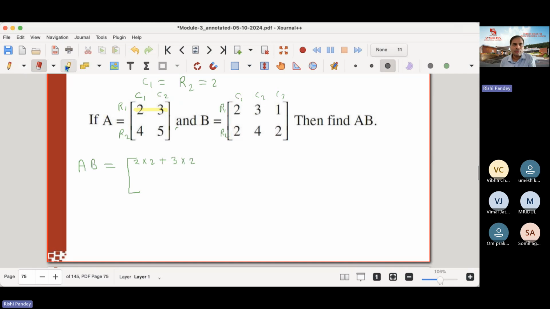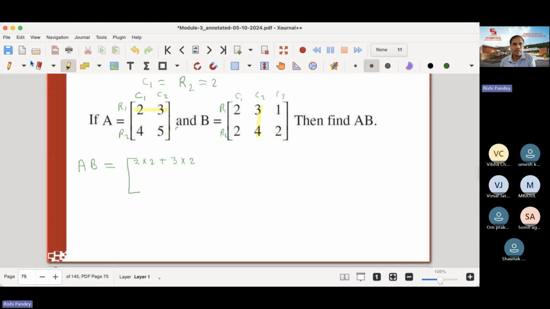Now again, apply the concept: first row as it is, with column 2, then column 3. The first number will appear as a multiplication number. So we'll write here 2 into 3 plus 3 into 4. Again, the next one is 2 into 1 plus 3 into 2. So these are the first row's elements.